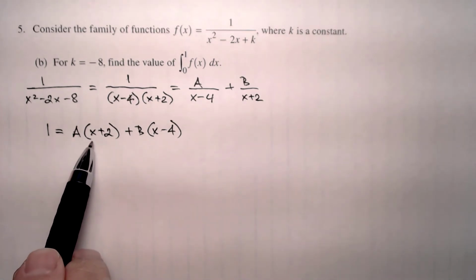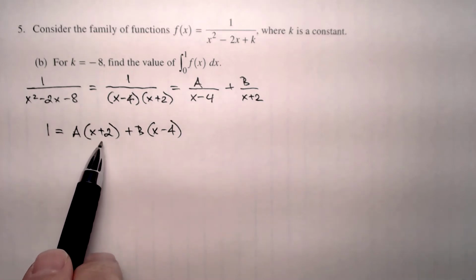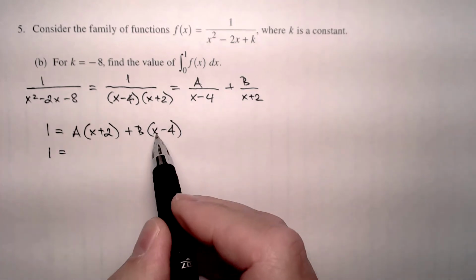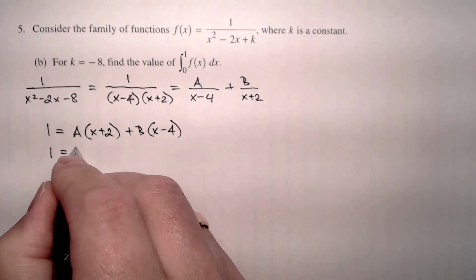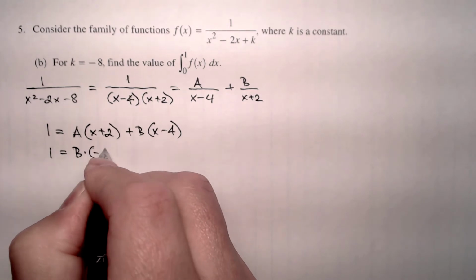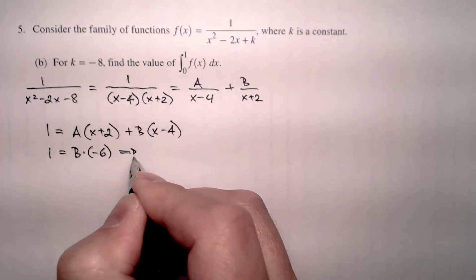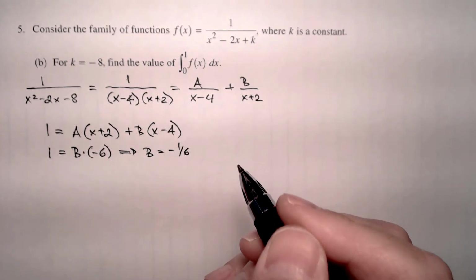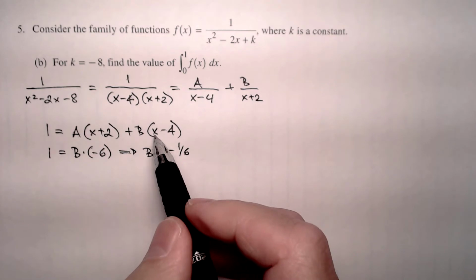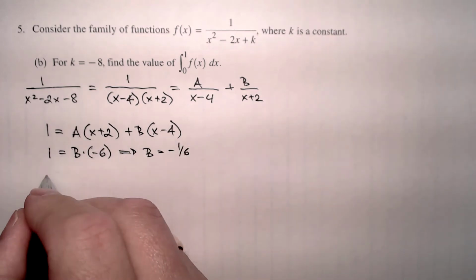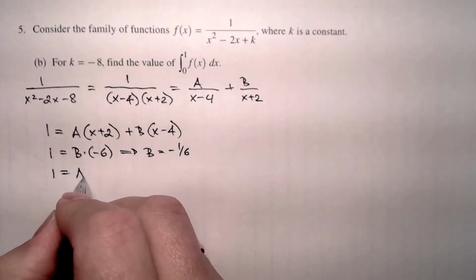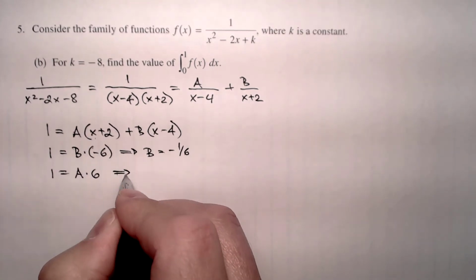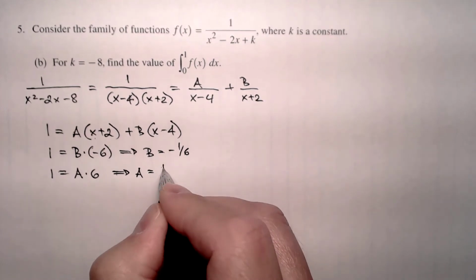And so let's plug in, for example, first the value x equal to negative 2. This cancels out, and we get 1 equals, plugging in negative 2 here gives us b times negative 6, and it follows that b is equal to negative 1 over 6. Similarly, instead of x, plug in 4, we get 1 equals a times 4 plus 2, 6, and therefore a is equal to 1 over 6.